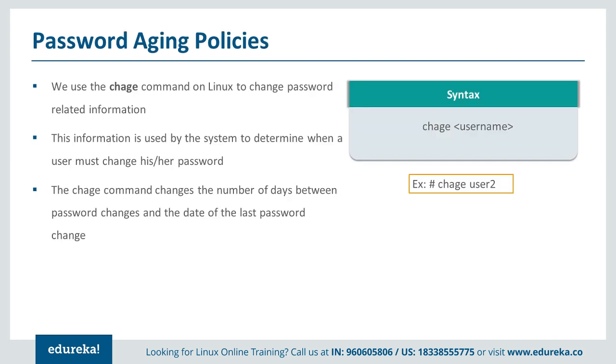Now, whenever you are giving a password, what we saw in the earlier stage was that the minimum days to change the password was 0 and the maximum days to change the password was 99,999. So there was no way the password was aging. So we have password aging policies too. Just to be on the better side of security, it is advisable to change your password from time to time. The command we use here is chage. It changes the age of the user. The chage command on Linux changes password-related information. The information is used by the system to determine when a user must change his or her password. So for example, if I write chage student, or chage user1, or chage Ubuntu, it will give me a prompt asking for the minimum days to change the password.